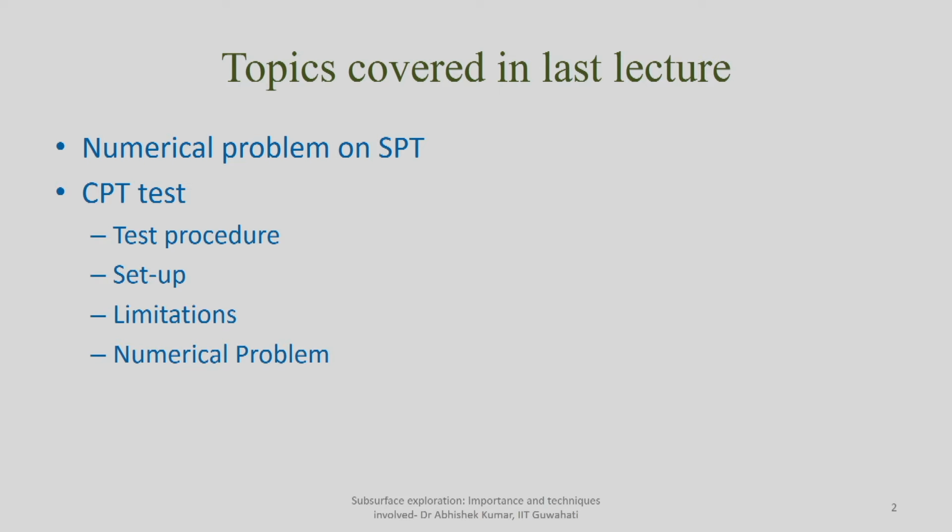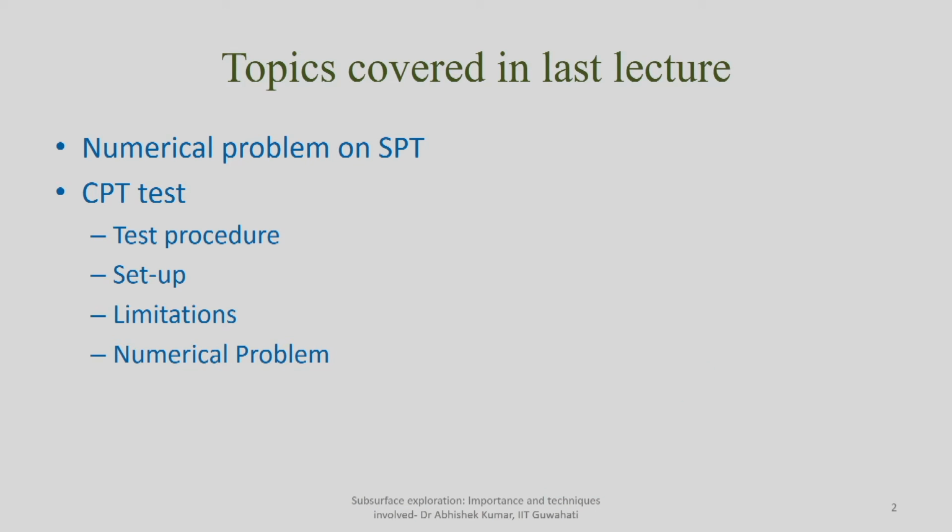First of all, last class we discussed the standard penetration test: how we do the test, how you do the interpretation, and what the different corrections to be applied are. Based on that discussion, last lecture we solved a numerical problem where NSPT values at different depths were given, and we tried to find out how to approach the correction factors, whether for overburden correction or dilatancy correction, and then, based on each of those corrections, how to find the corrected NSPT value.